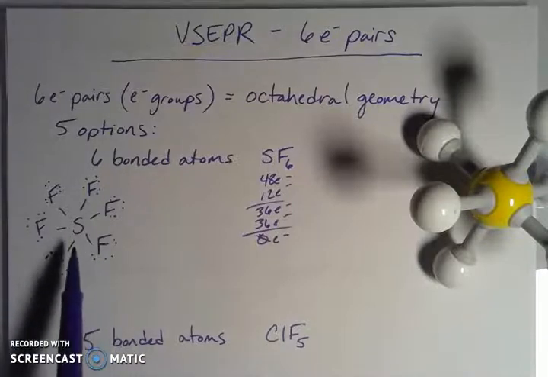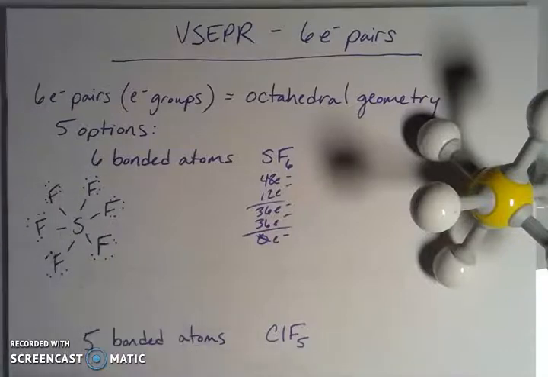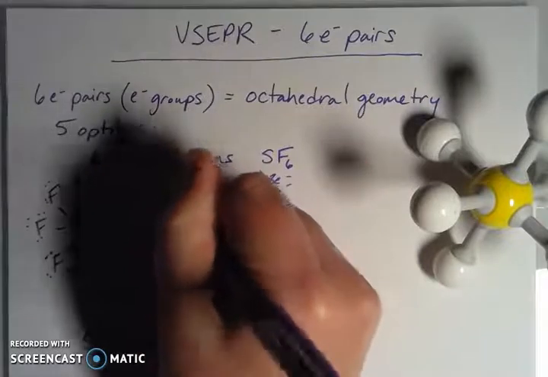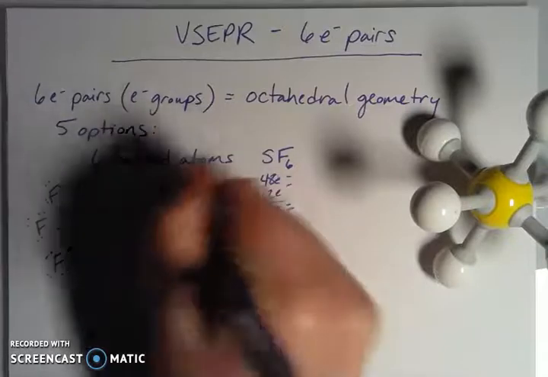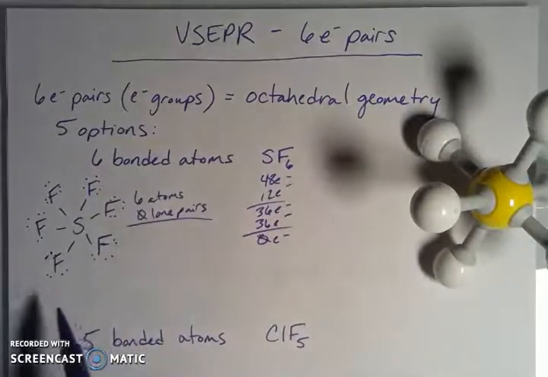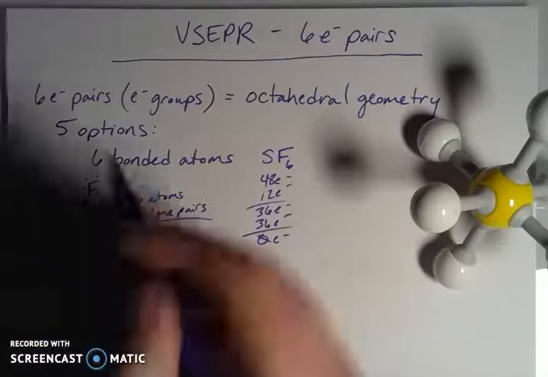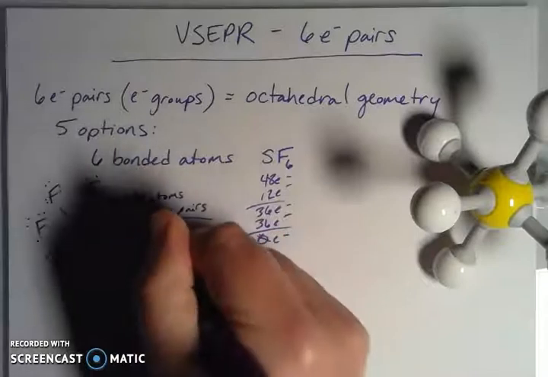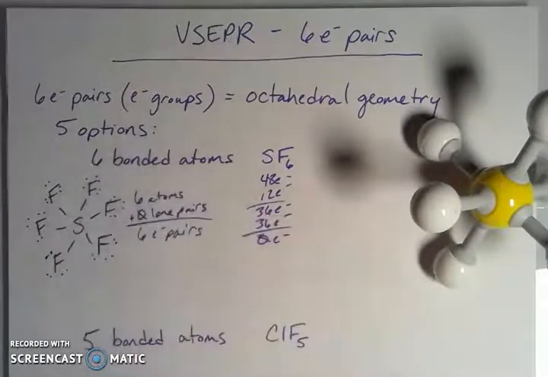To analyze this, to figure out the geometry, I look at the central atom and I ask, how many electron groups or pairs are around it? I have 6 atoms and no lone pairs. And this is often confusing for students because there's a zillion lone pairs, right? But the lone pairs are on the outer atoms, not on the central atom. So we're focusing our attention on the central atom when we're looking at geometries. And that gives us 6 electron pairs or 6 electron groups, so that gives us octahedral geometry.